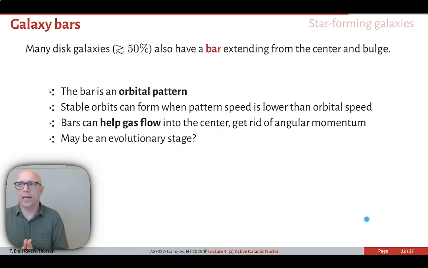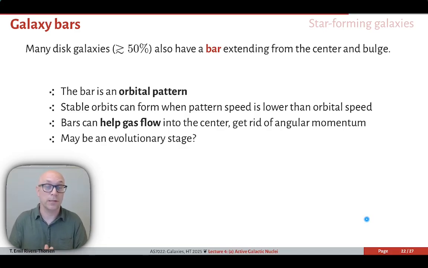Finally, we also have galaxy bars. Many disk galaxies, about half of all disk galaxies, or 50% of all disk galaxies, a little bit more, also have a bar extending from the center and the bulge. So the bar is an orbital pattern. So basically it is a pattern of resonances of stellar orbits in the center.